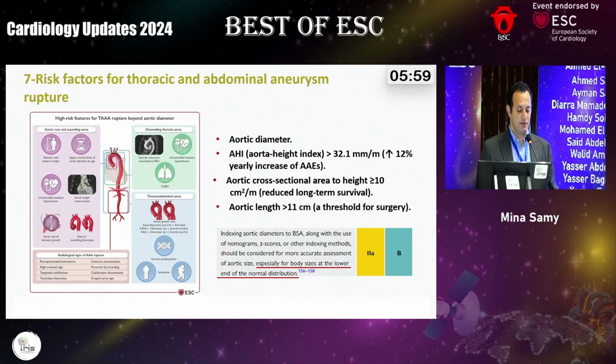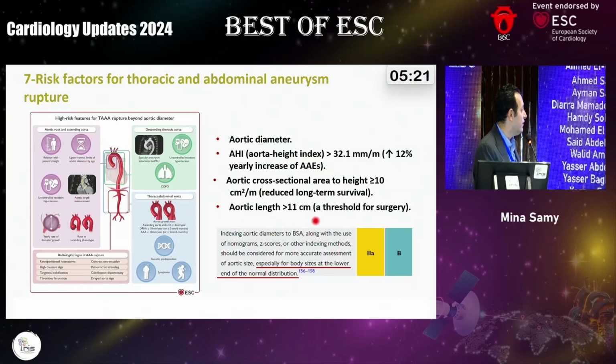The second message is the risk factors for thoracic and abdominal aortic aneurysm. We all depend on the diameter of the aorta as the main parameter for the aortic root replacement, aorta replacement, or surgical intervention. It's a very important parameter, but it's not a perfect parameter. For this reason, the guidelines included some other features or risk factors for the aortic valve disease, starting with the patient's height and also the aortic length.